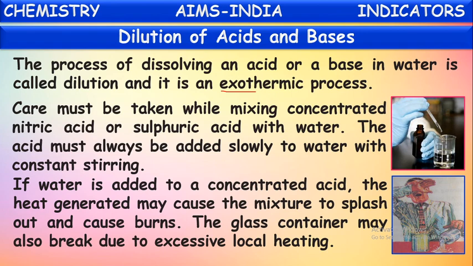In the dilution process, always acid should be added to the water slowly and with continuous stirring. By this process, we can make dilute acids, but we should not add water directly to the concentrated acids.